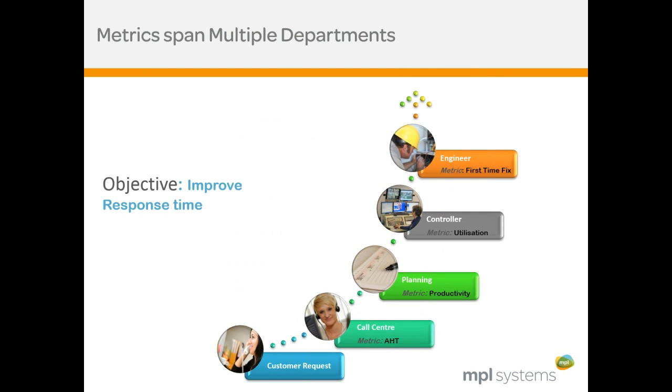The other key challenge that you need to consider is that customer-related activities are often spanning different departments. You may have a customer request that goes into a call center, into a planning department, and eventually gets to an engineer. And quite often individual activities within a department are not aligned across the entire enterprise. So too much emphasis can be placed on metrics in one department to the detriment of the end-to-end experience.